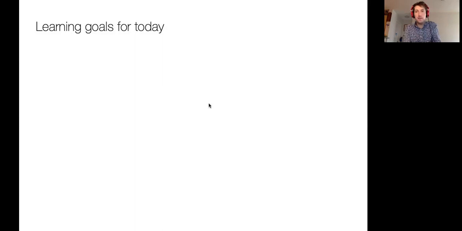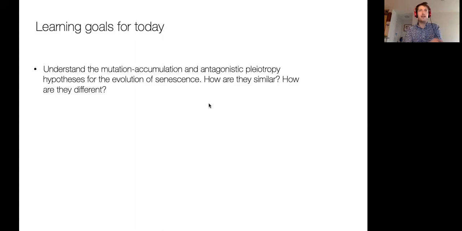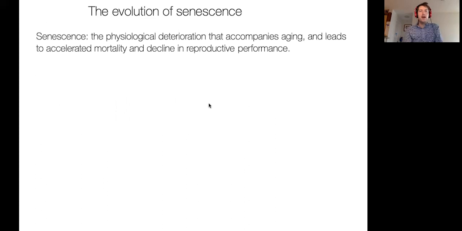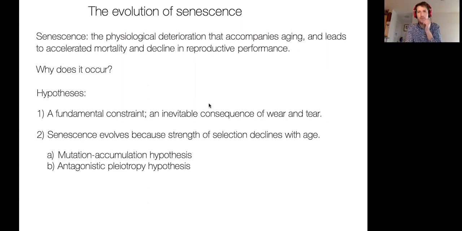So today, the goal is for you to understand the mutation accumulation and antagonistic pleiotropy hypotheses to explain the evolution of senescence, know how they're similar, how they're different, what they're all about. The topic is the evolution of senescence, which is the physiological deterioration that accompanies aging, and it leads to accelerated mortality and decline in reproductive performance. The question is, why does senescence occur?